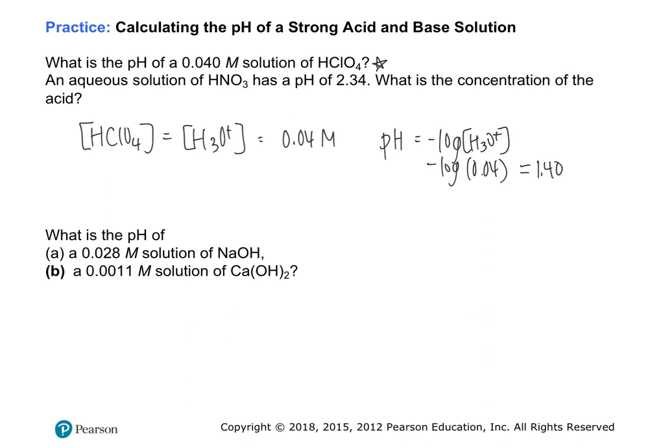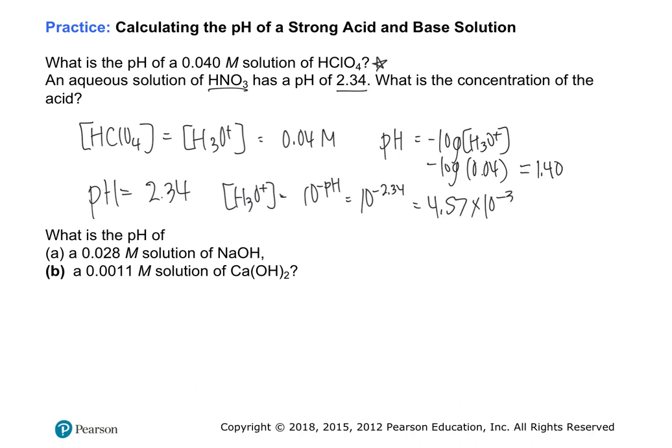1.40. Here I have nitric acid, has a pH, so I want to find the concentration. So the pH equals 2.34. So the hydronium concentration equals 10 to the negative pH. So 10 to the negative 2.34. That equals 4.57 times 10 to the negative 3rd molar. So then that also equals the concentration of nitric acid. Great.